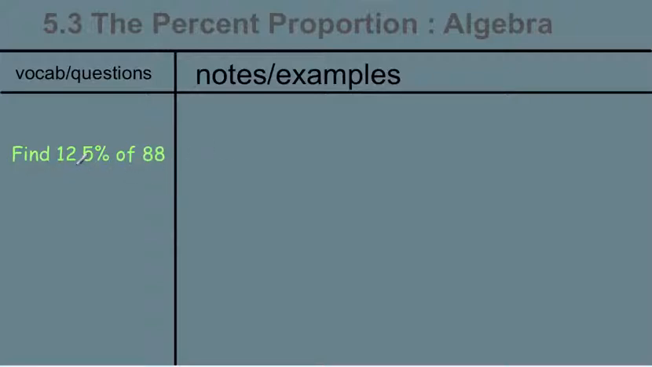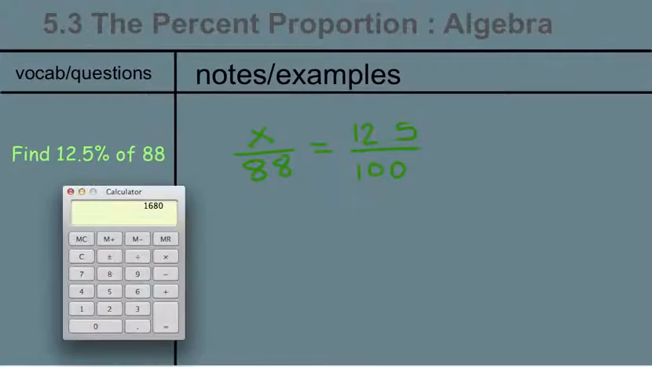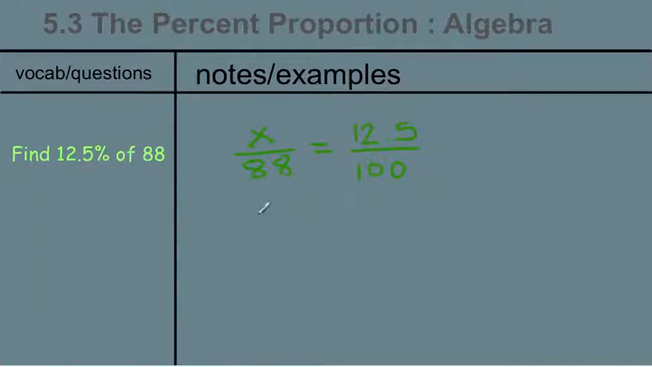So here I know 12%, 0.5 over 100. Notice how it's written a little bit differently. Of 88, I know 88 is still my whole number, and I want to solve for x. So again, what am I going to do in this case? I'm going to cross multiply. Go ahead and hit pause and solve that. Answer should have been x is 11.